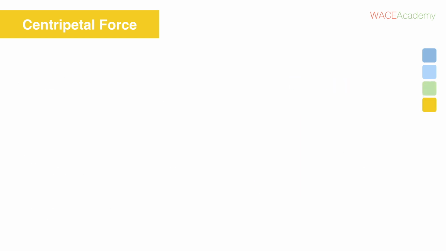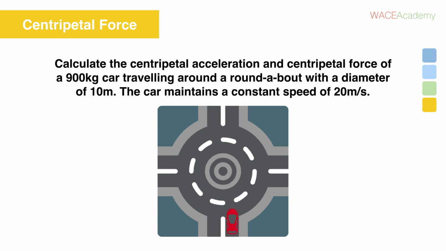Okay, so time for the practice question. Calculate the centripetal acceleration and force of a 900 kilogram car travelling around a roundabout with a diameter of 10 metres. The car maintains a constant speed of 20 metres per second.